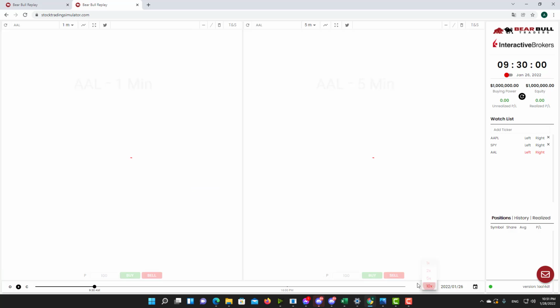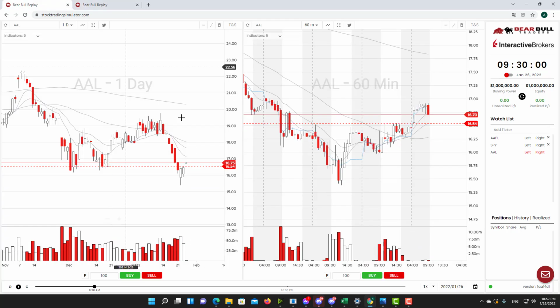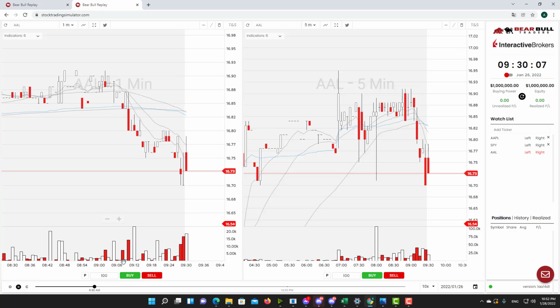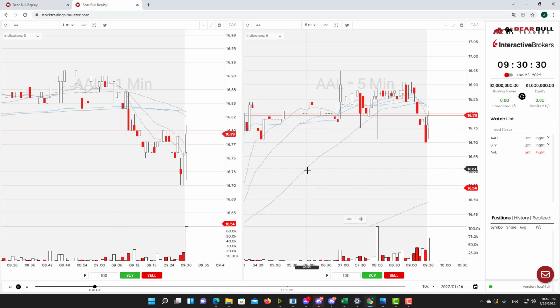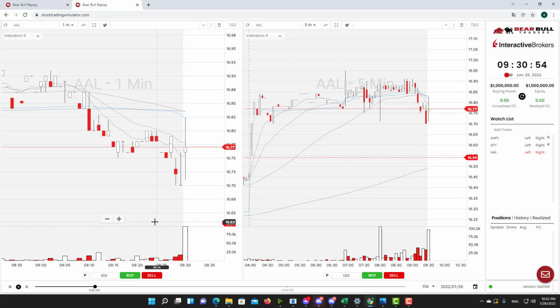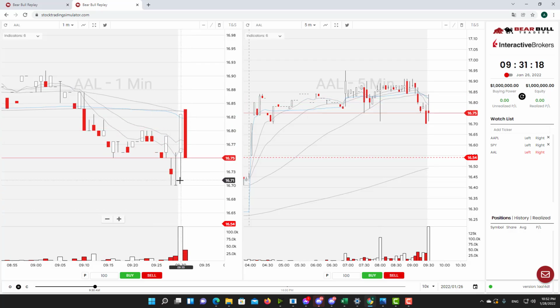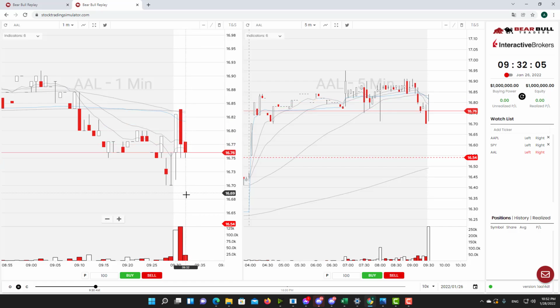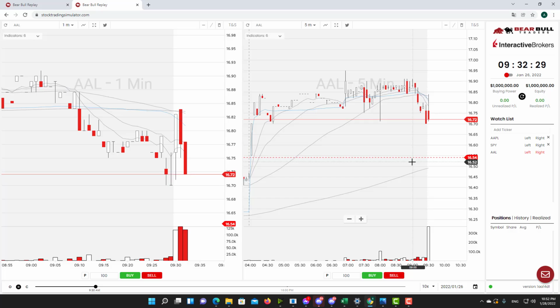Now, let's play it at 10 times speed. And let's actually draw the level that I have marked around here at 16.54. So that is the level that we want to play from. Let's play it at 10 times speed and let's see what is happening at the open. It opens strong, closes as a hammer, but we do not care about that because we have our level of interest and we want to buy it closer to this level.